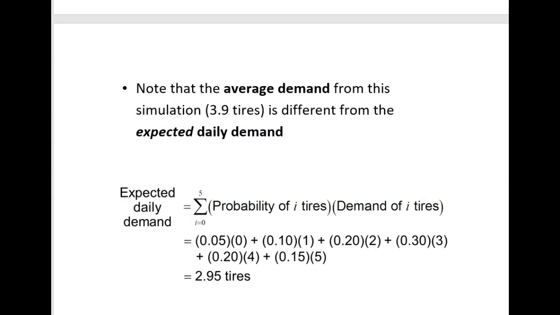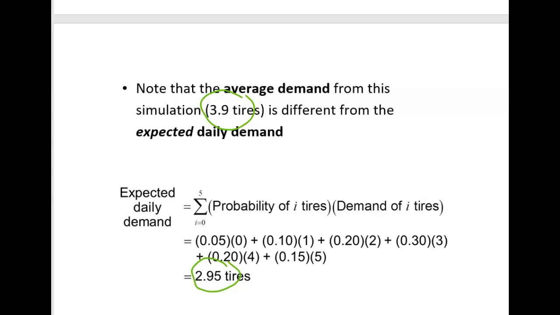From this simulation, please take note that the average demand that we got earlier, which is 3.9, is actually different from the expected daily demand. Because we already have the probability distribution table, by using that information we can also calculate the expected value or the expected daily demand. By calculating the expected daily demand, we will get the value of 2.95, which is different from the one that we simulated earlier.